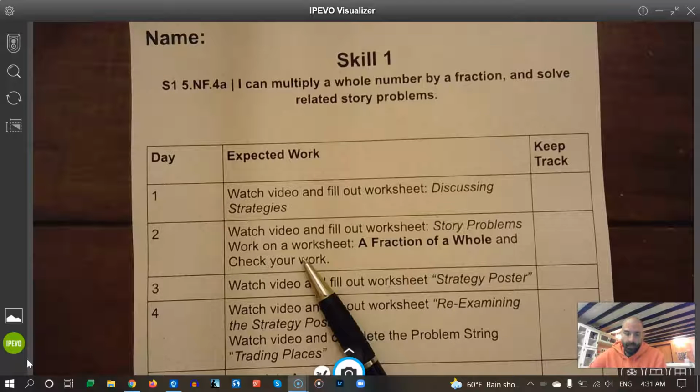Welcome to day one of skill one. We are learning how to multiply a whole number by a fraction and also solve related story problems.